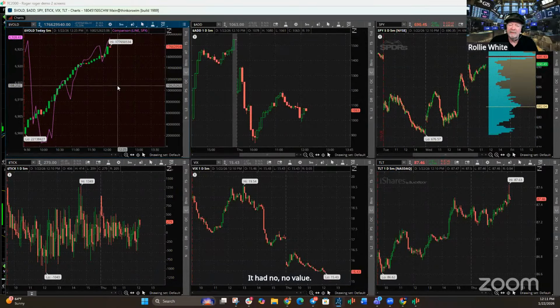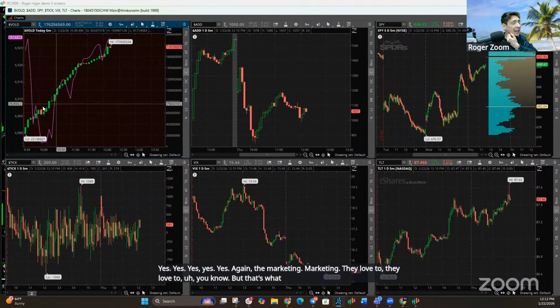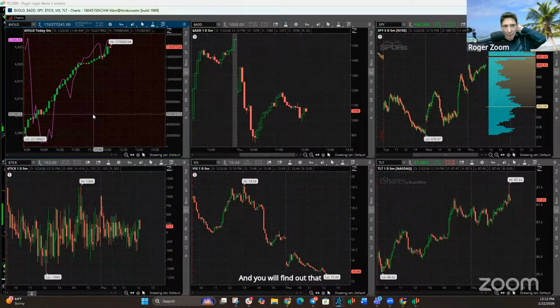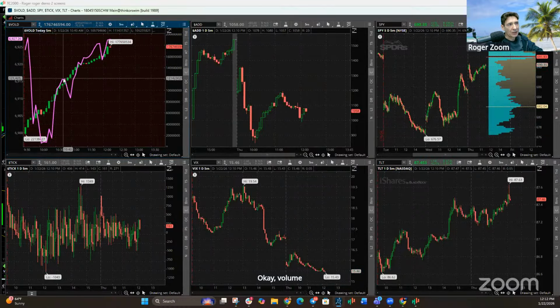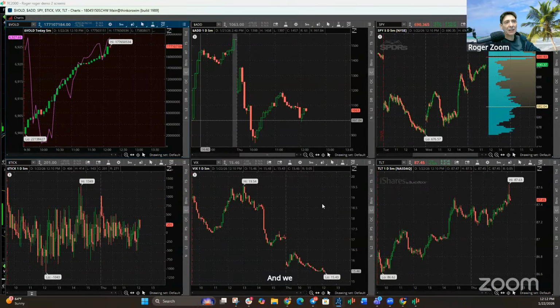Now, Roger, is the Volt also synonymous with the cash flow indicator? Are they one and the same? Yes. Again, the marketing. They love to, but that's what it is. The Volt is volume coming in and out of the entire market, and you will find out that volume typically precedes price. Okay, volume precedes price, and so anytime this diverges. And we have it set up exactly the way we like it.